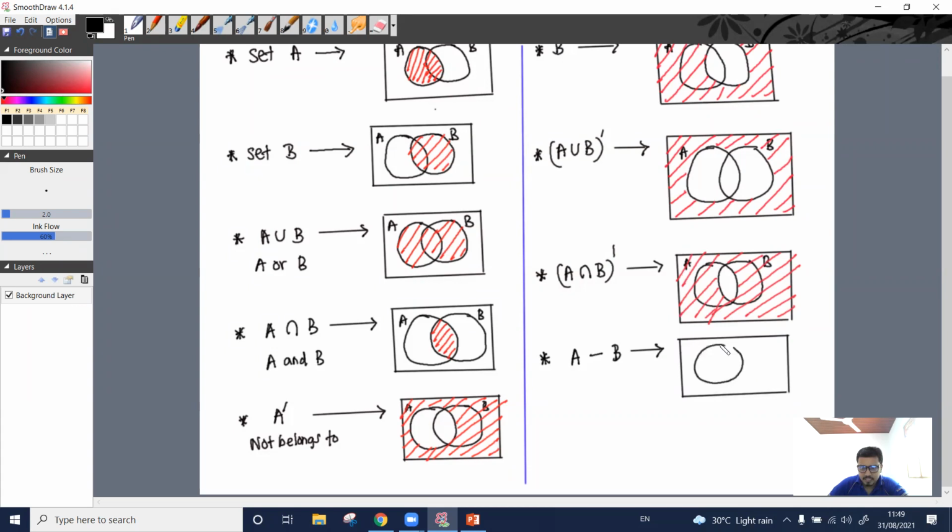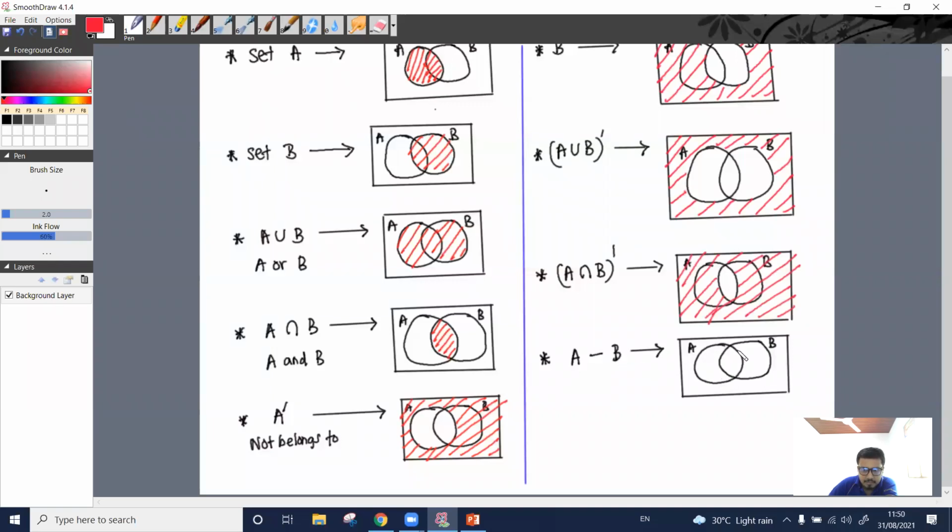This is A, this is B. What do you mean by A minus B? When we say A, it means this circle, set A. Here we have highlighted it. Set A, but here what? It should not consist of any part of set B.